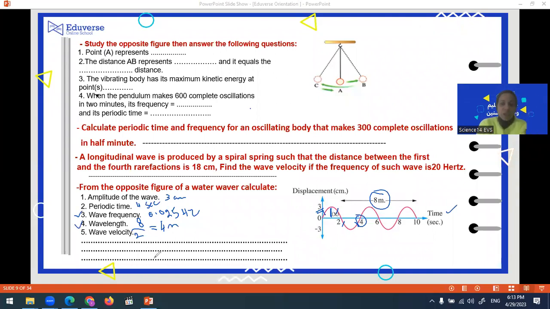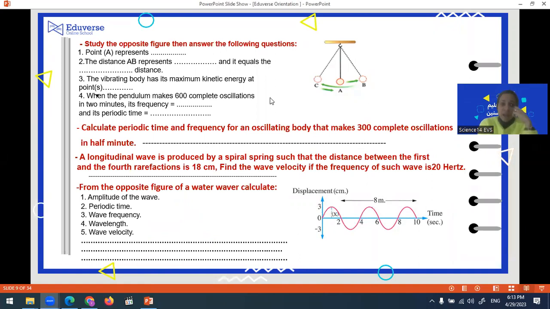What's the name of the law that I'm going to use? It's the law of the wave propagation. Velocity equals frequency times wavelength. Frequency equals 0.025 times the wavelength, which equals 4. And the answer will be 1 meter per second. This is the velocity. Okay, I hope that's everything clear.